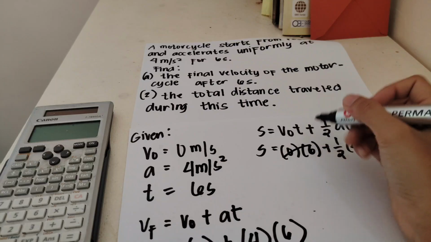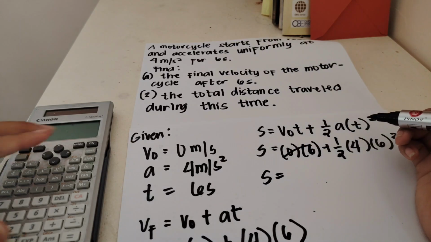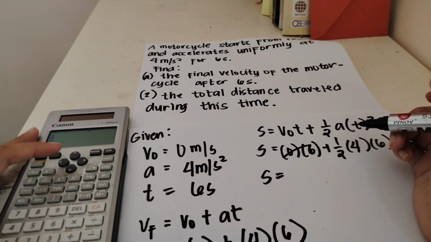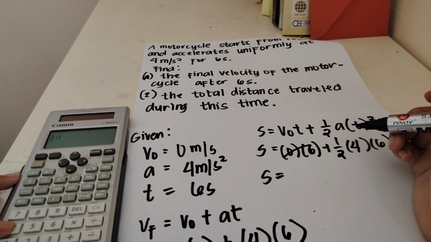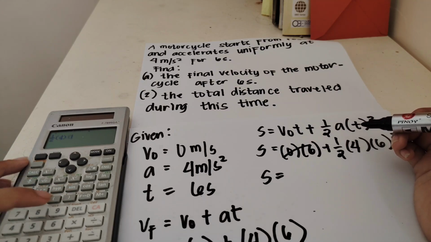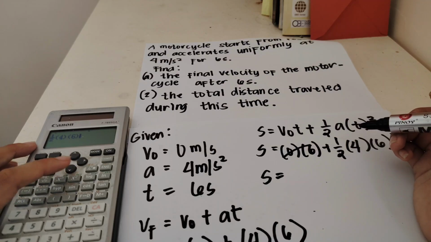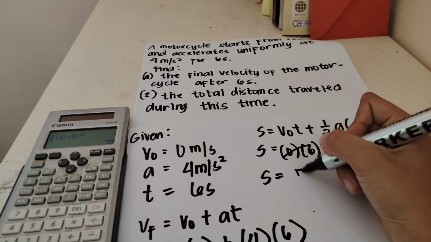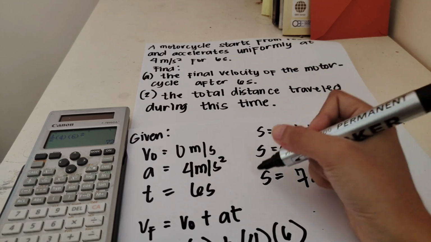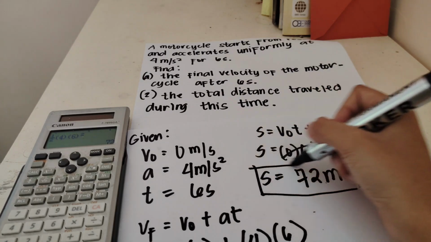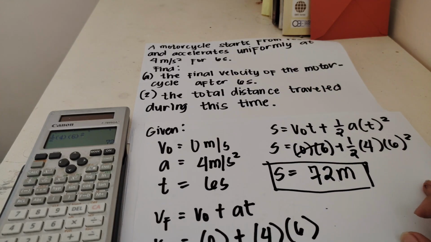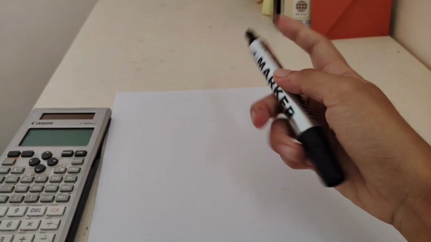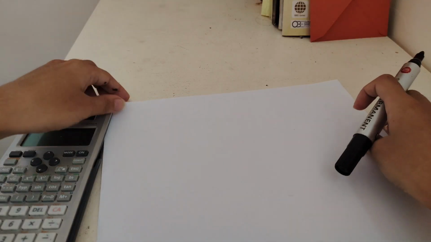So 0 times 6 is 0, so S is equal to 1/2 times 4 times 6 to the power of 2 equals 72 meters. We have here 72-meter distance. Let's proceed to another question again.